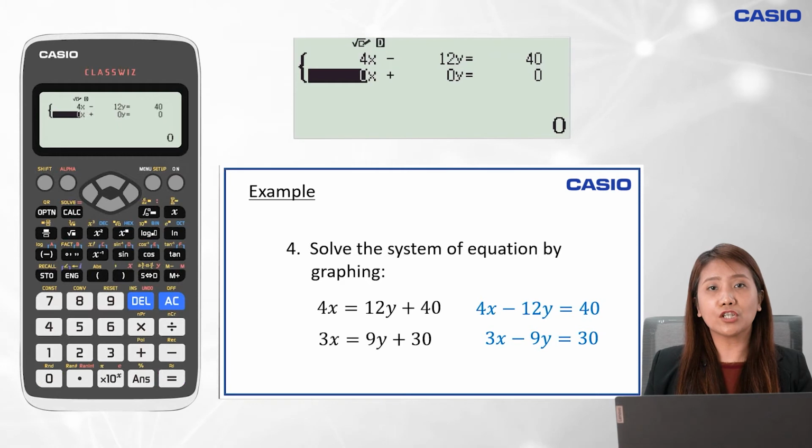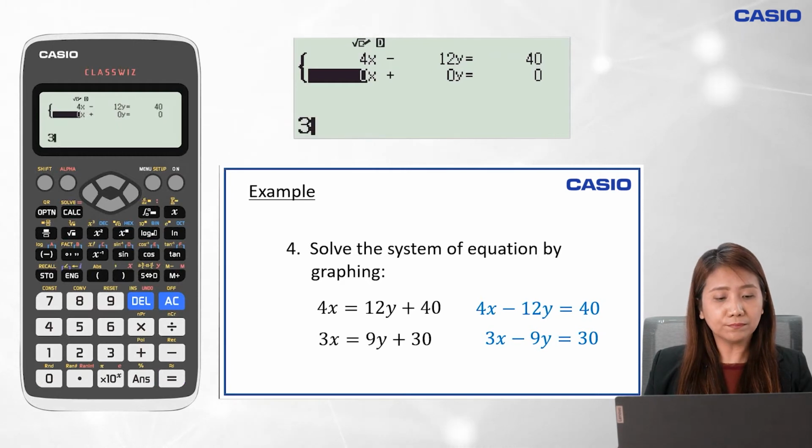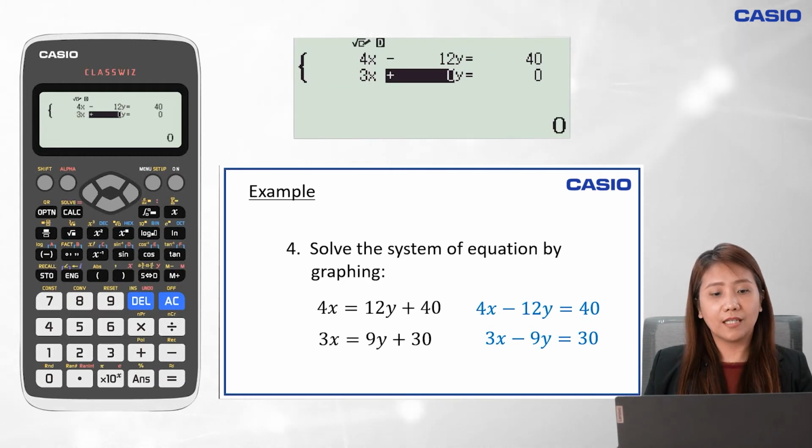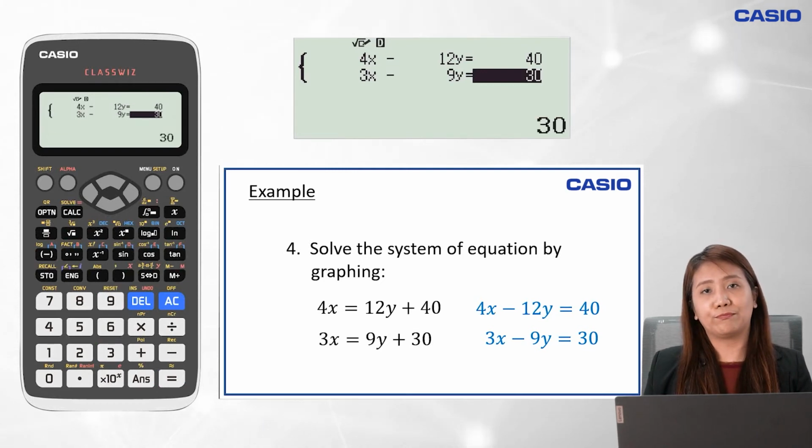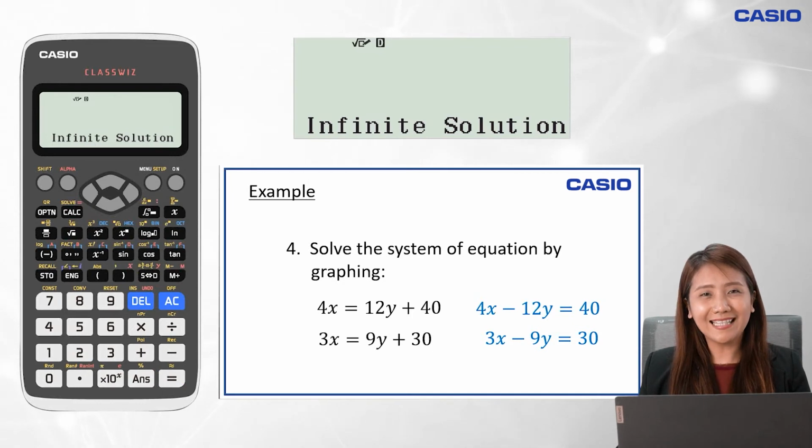For the second equation, we input 3, negative 9, and 30. Again, make sure that for every input, you press equal sign after. Then press equal sign, and the answer shows infinite solution.